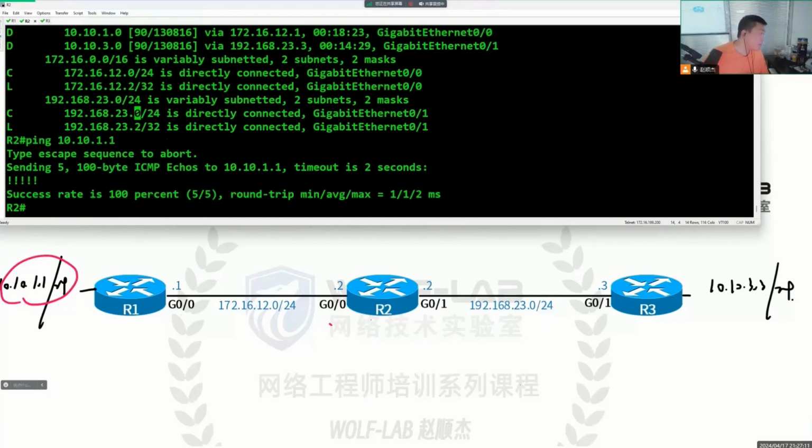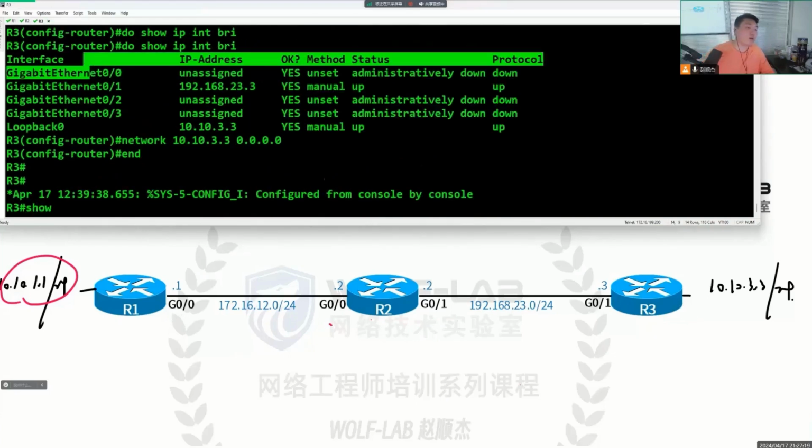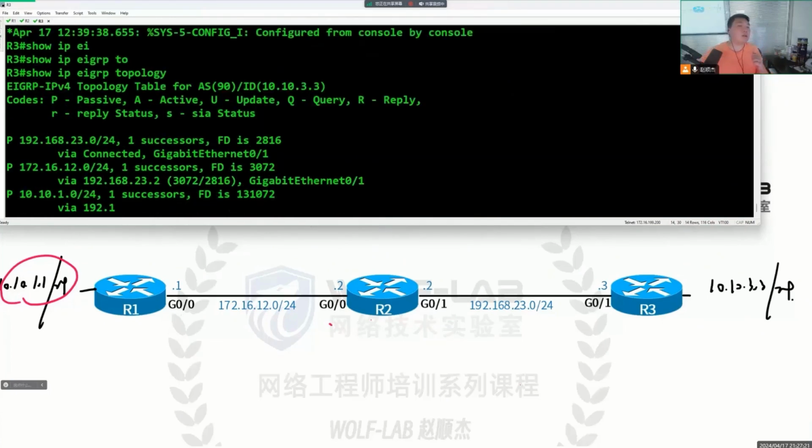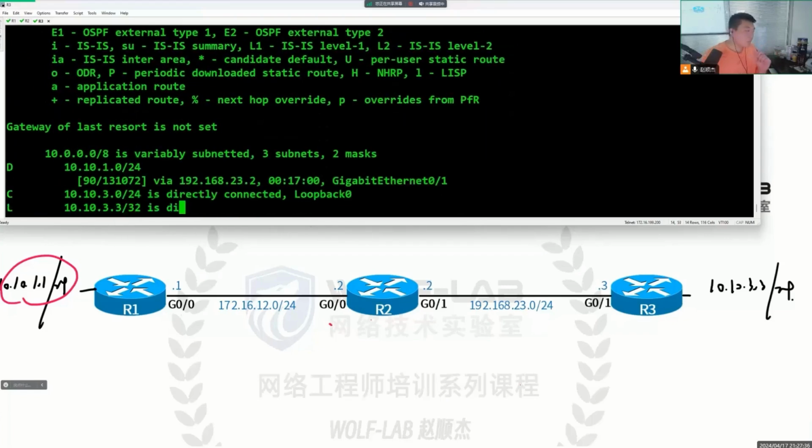So now after we generate a route on R2's side, R2 forwards according to the route entry. R2 wants to access 10.10.1.1. We just send the data out from the 0 interface, to 172.16.12.1, find R1, then it can be accessed. R1's loopback is reachable from R2's 0 interface. R2 then announces this route.